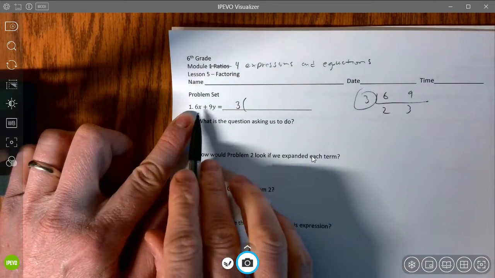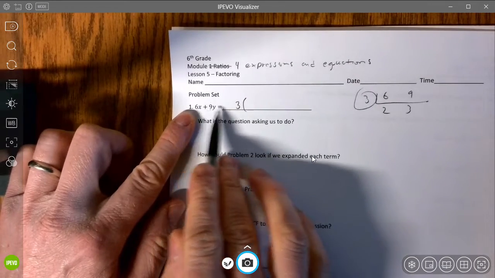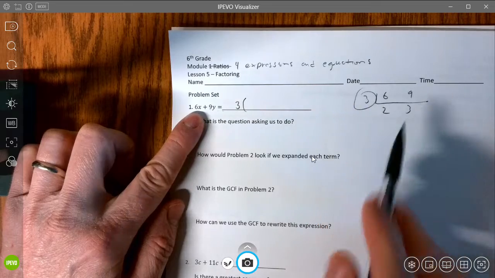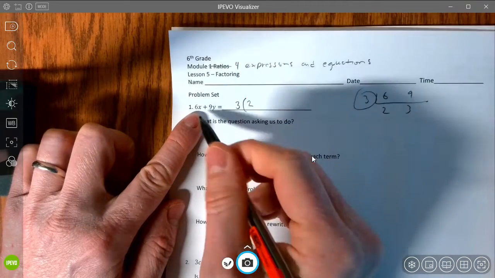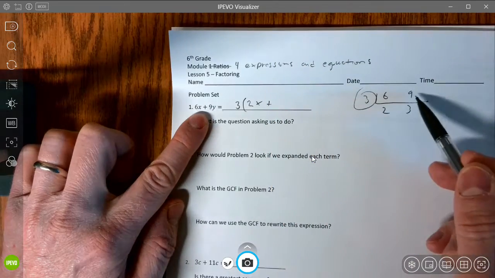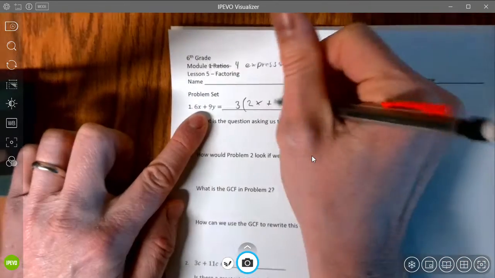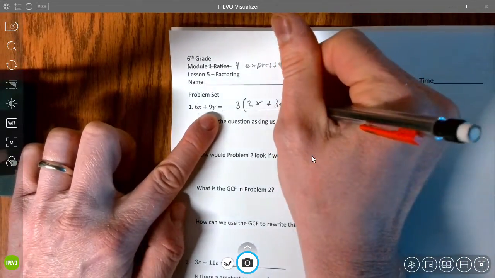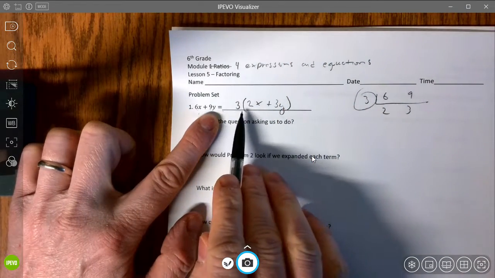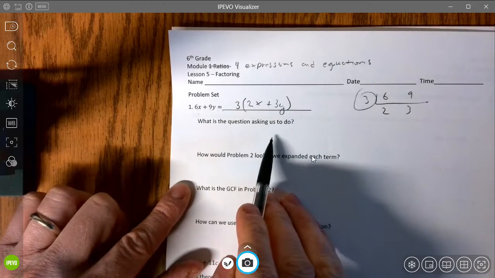Good. On the inside, well, let's see. 6 divided by 3 is 2. The x in this case is going to stay the same. 9 divided by 3 is 3. And I didn't factor out a y, so the y is going to stay in there. So I have 3 times 2x plus 3y. All right.